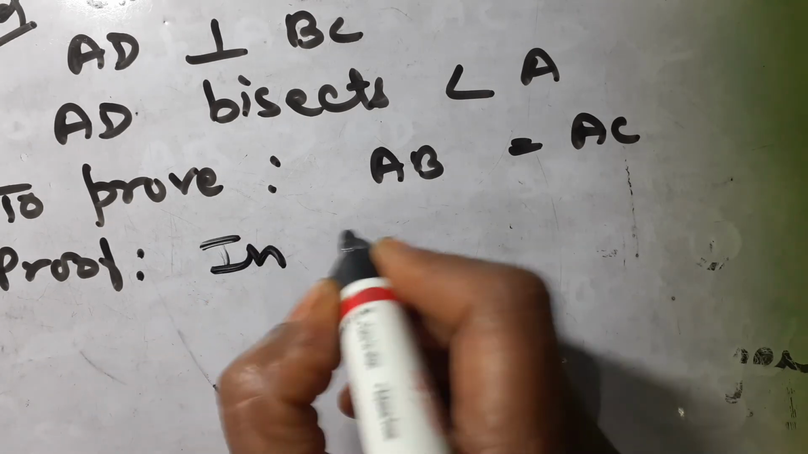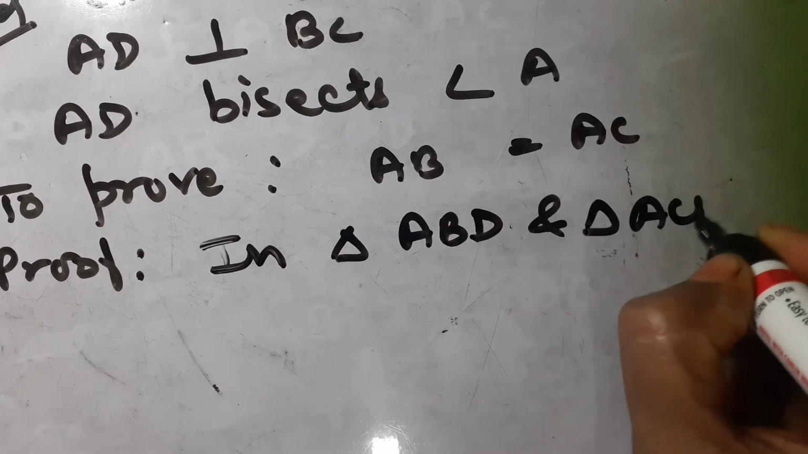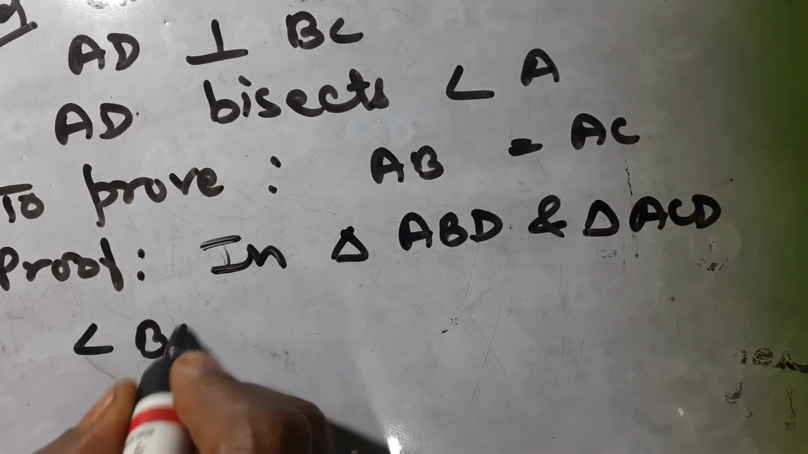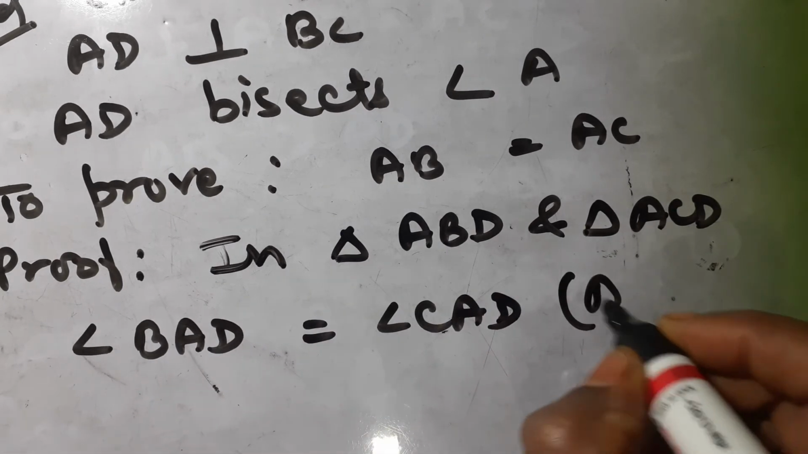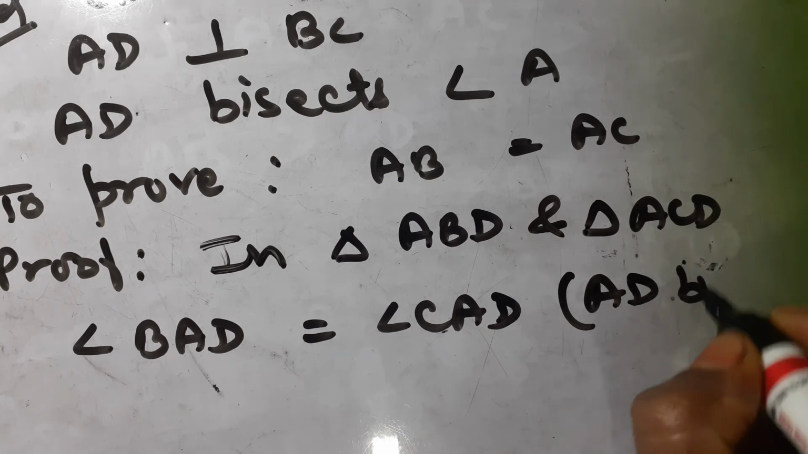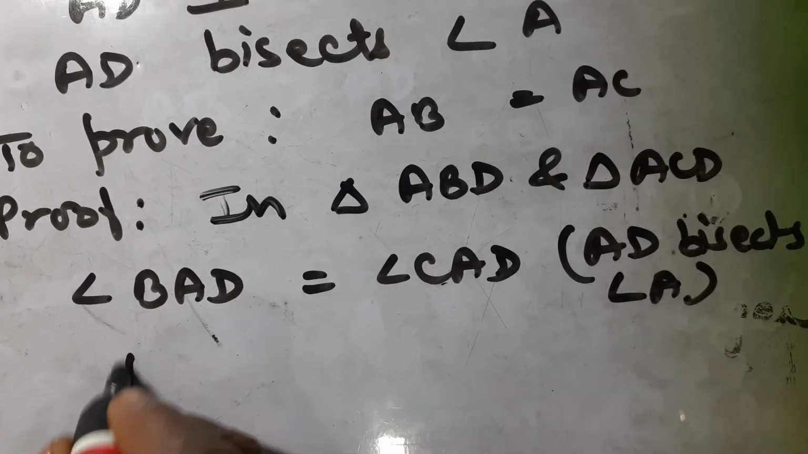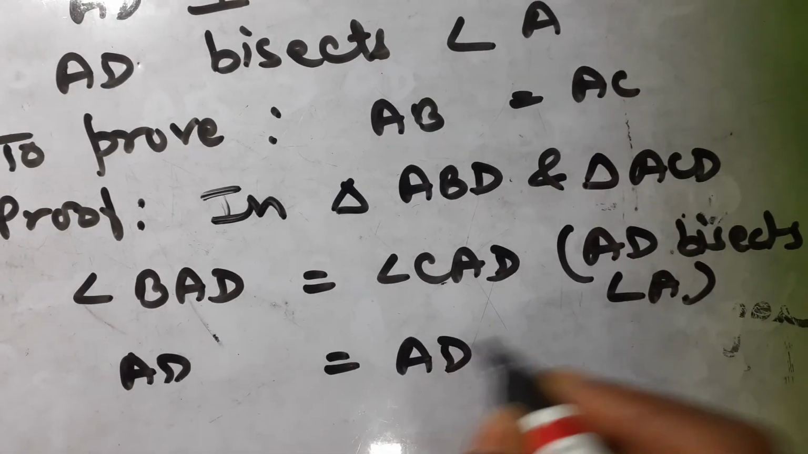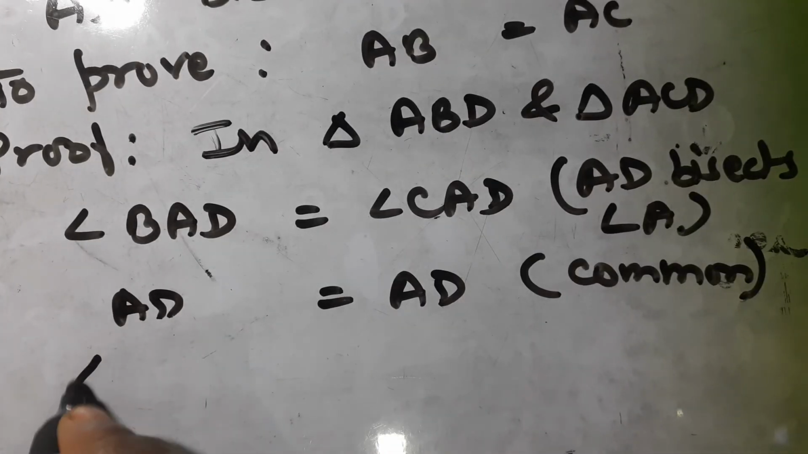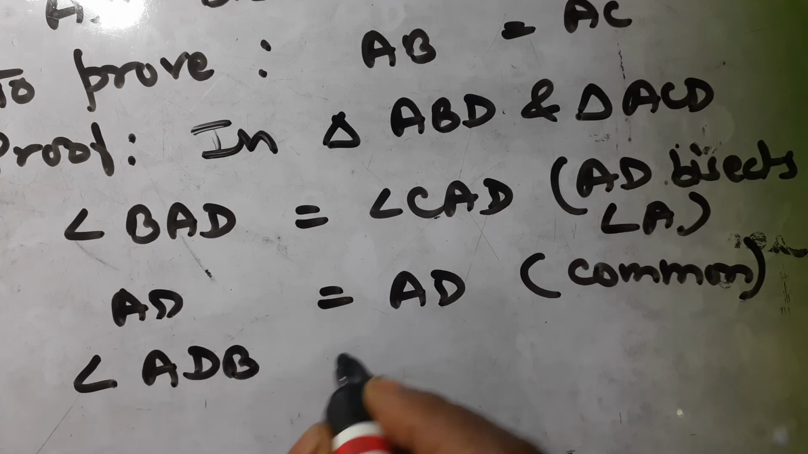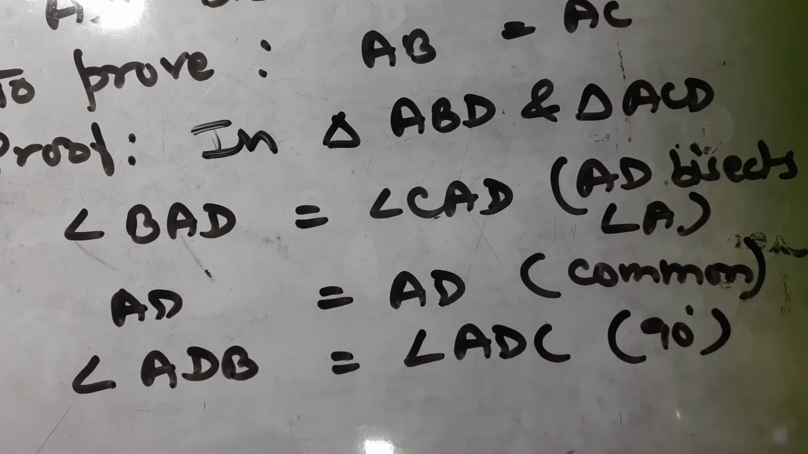In triangle ABD and ACD, angle BAD is equal to angle CAD, AD bisects angle A. AD is equal to AD, common side. Angle ADB is equal to angle ADC, each 90 degrees.